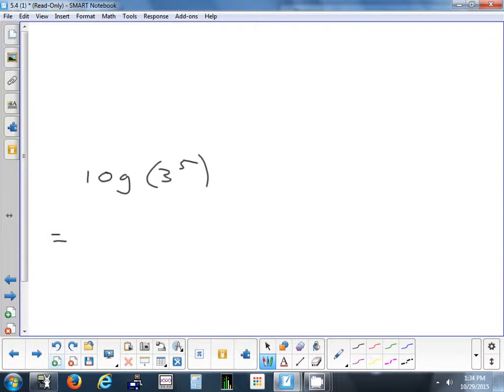What does 3 to the 5th mean? If I was going to write it without an exponent, it would be 3 times 3 times 3 times 3, 3 times 3, 5 times. Right, now we got 5.